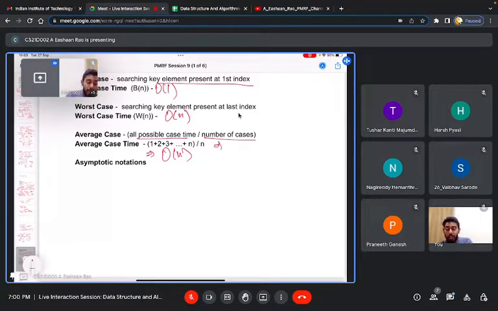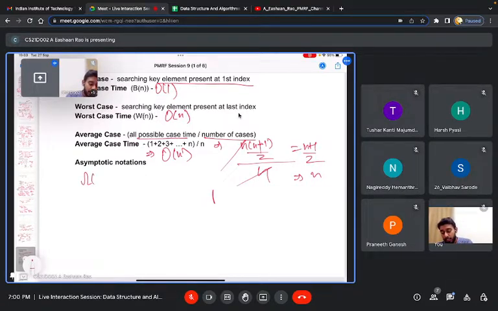If you actually expand it, it becomes n into n minus 1 by 2, and if you divide by n, you get n plus 1 by 2. So the time function will be n plus 1 by 2, but if you approximate it, it is still a function of n. That's why this is the best case, worst case, and average case time.